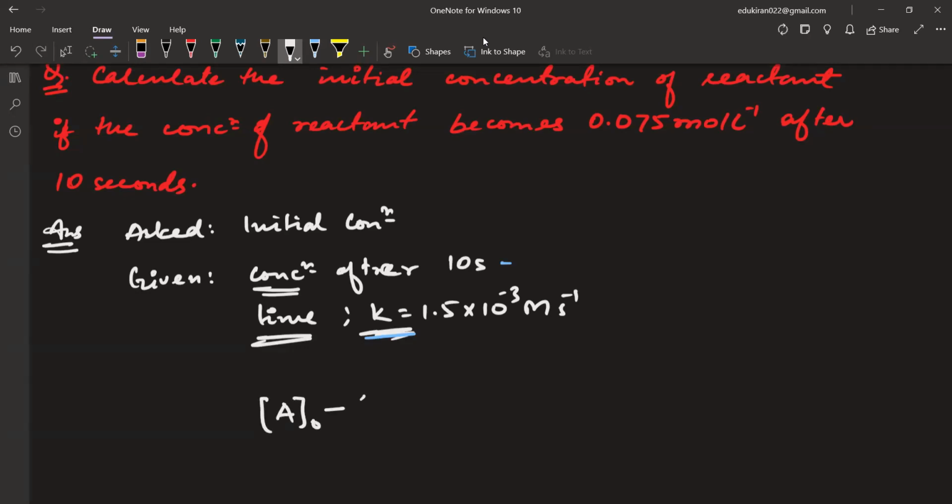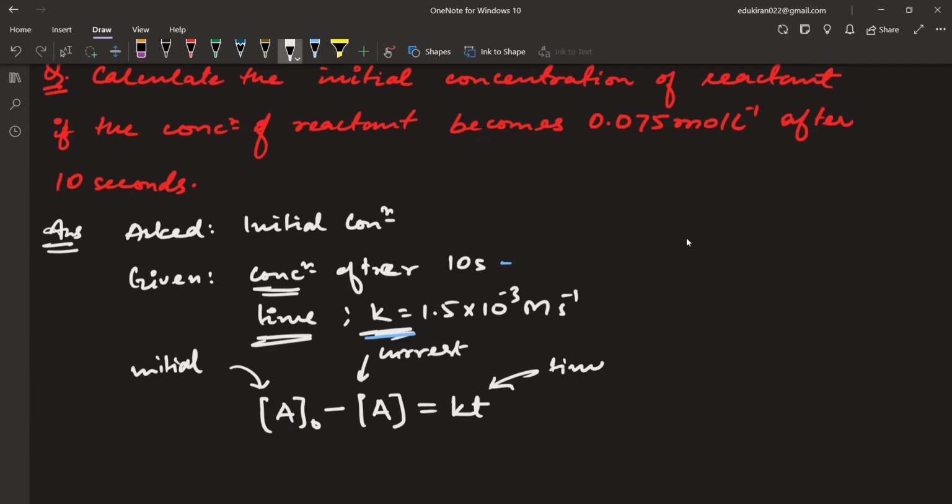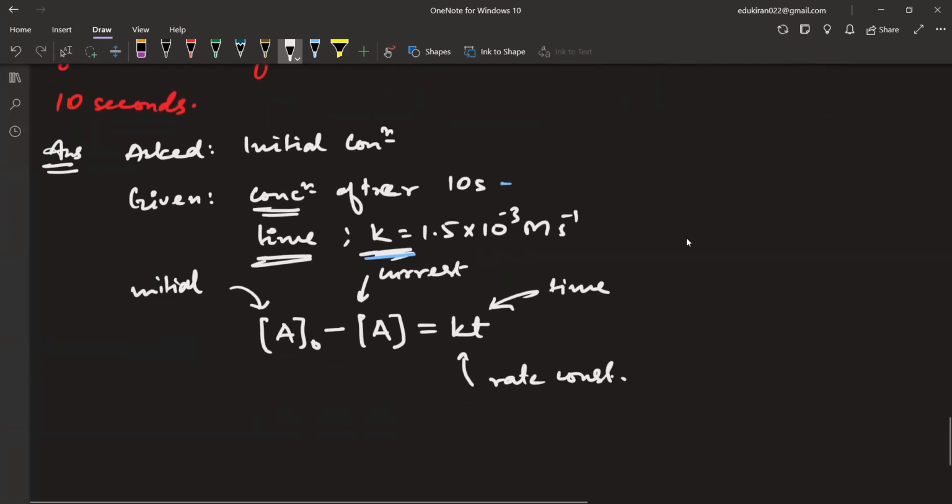A naught minus A is equal to KT. Okay. So this is your initial concentration, this is your current concentration, this is the time, and this is your rate constant. Will the question get solved? Yes or no? Please tell me. What do we have to find? Initial concentration. So A naught will be equal to KT plus A.